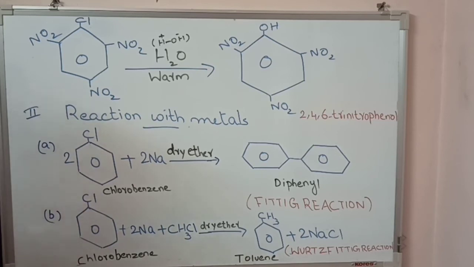So Fittig reaction is the reaction between two molecules of haloarene with metallic sodium in presence of dry ether, and Wurtz-Fittig reaction is the reaction of one molecule of haloarene and one molecule of haloalkane with metallic sodium in presence of dry ether. Clear?